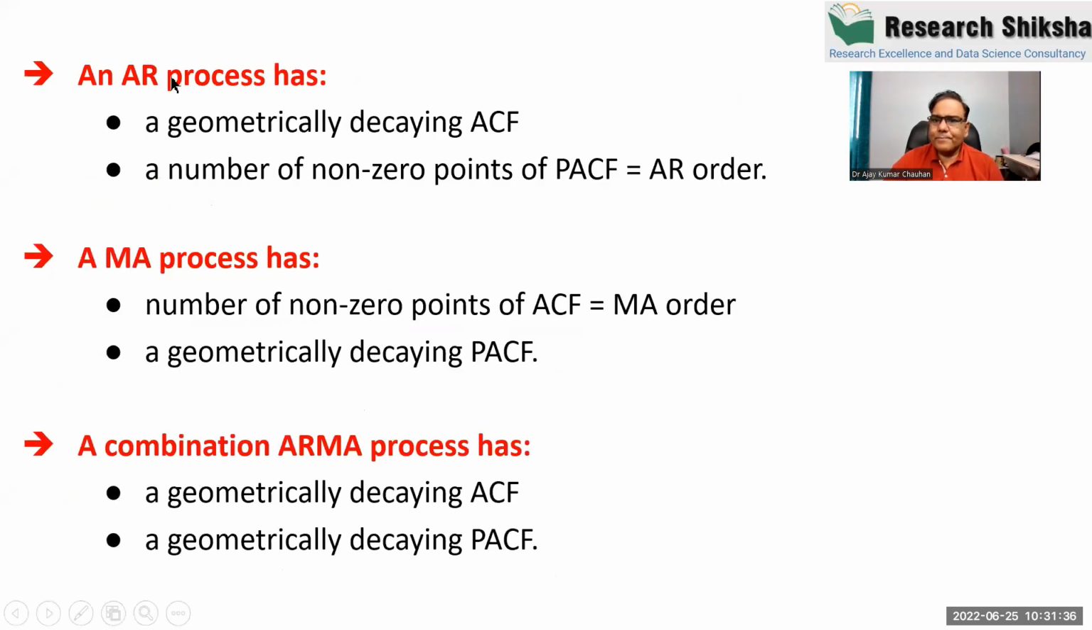So we have to analyze all the things. For an AR process, the autocorrelation is dying, and the number of non-zero points, meaning how many spikes are significant in partial correlation, is the AR order. How many spikes are significant in autocorrelation means the MA order. And if both are significant, then it is called an ARIMA process.